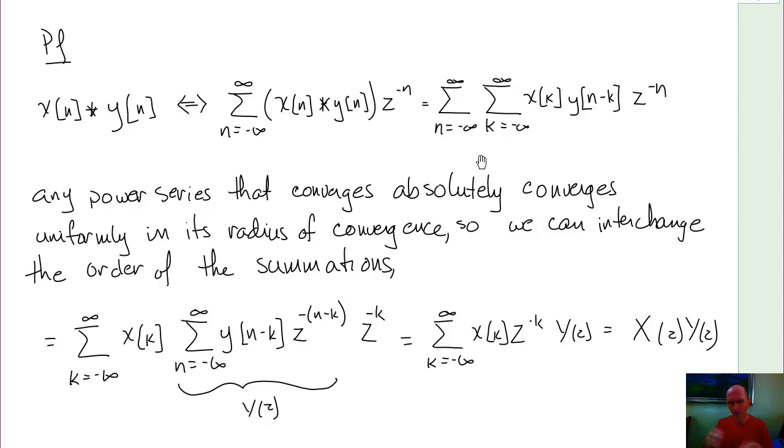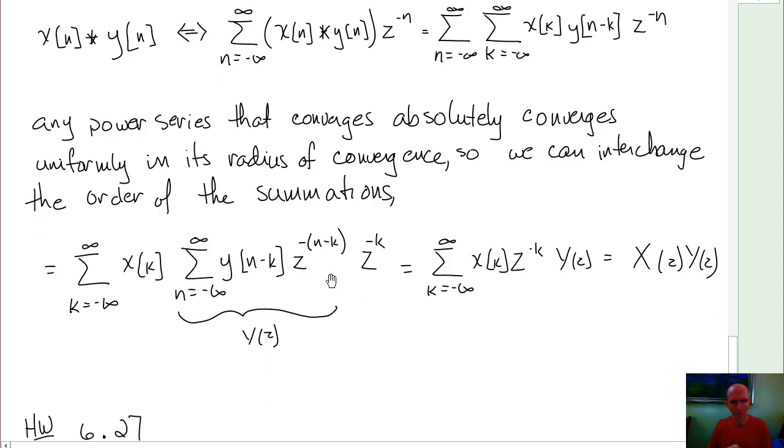Converge absolutely means that the sum of the absolute values converges. And so it converges uniformly in its radius of convergence. In other words, this is just a long way of saying that if the z transform exists, we can interchange the order of the summation of n and the summation of k. So that's what I'm going to do here.